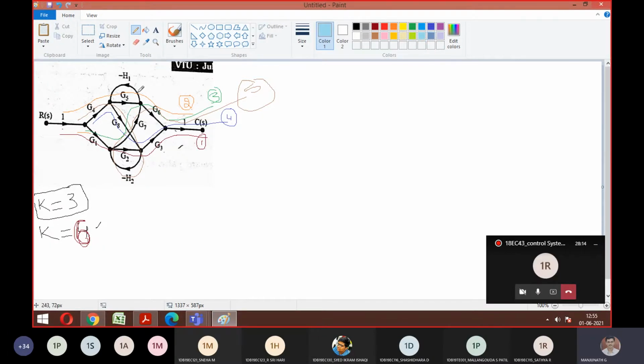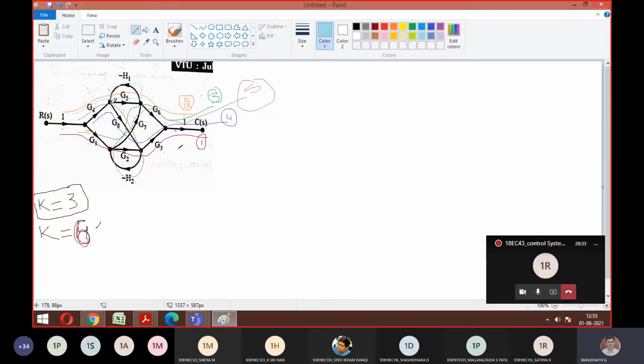Can you tell me now which is that? Tracing from G4. You will trace from G4. Okay, let me finish. Okay, G4, let's go ahead. G4, G5, then again he will come back to the same node.